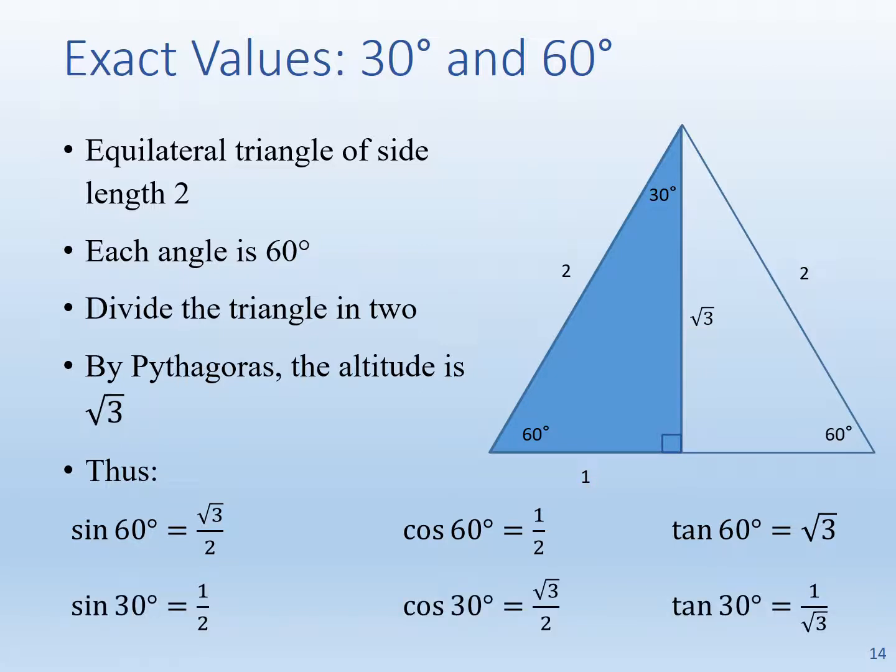And we can do a similar thing for 30 degrees. The sine being the opposite over the hypotenuse, so it's 1 over 2. Cosine is root 3 over 2. And the tan is 1 over root 3. You'll notice that the sine of 30 degrees equals the cosine of 60 degrees, and likewise the sine of 60 degrees is equal to the cosine of 30 degrees.